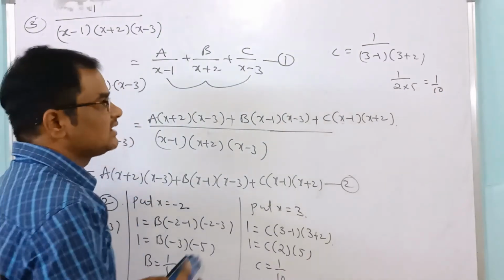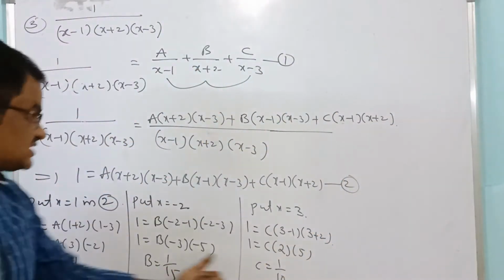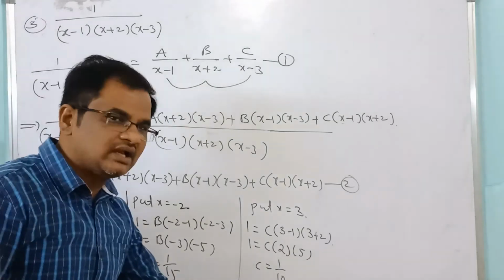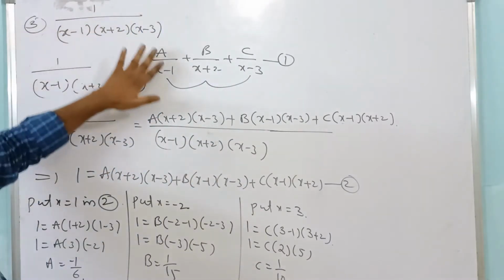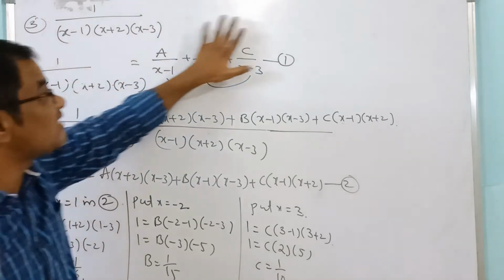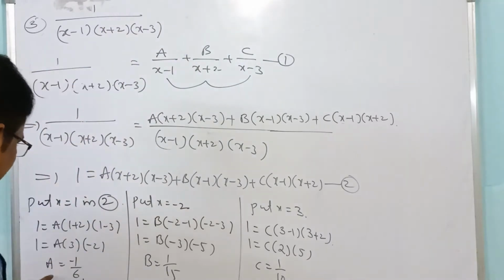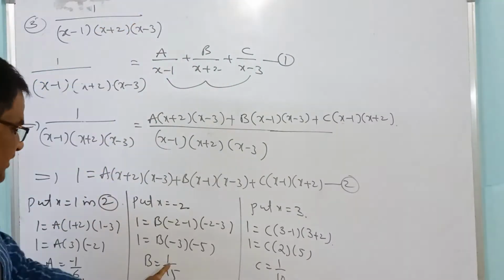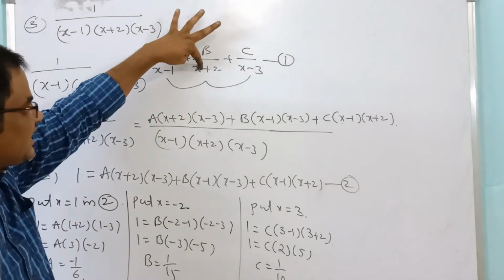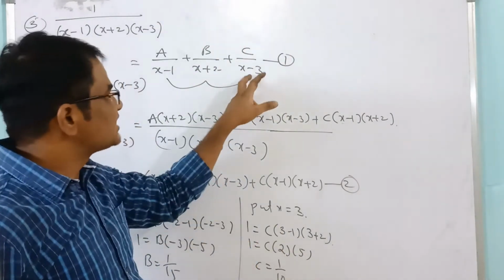Like this. Now this is the procedure to find A, B, C. These A, B, C values, again we have to substitute here. If you substitute, this proper fraction becomes the sum of three proper fractions: A equal to minus 1 by 6 by x minus 1, B equal to 1 by 15 by x plus 2, C equal to 1 by 10 by x minus 3.